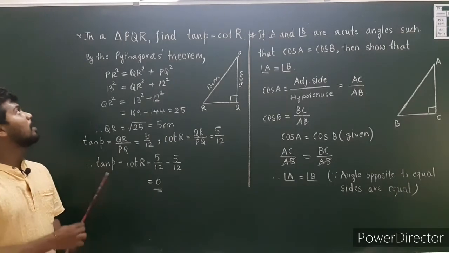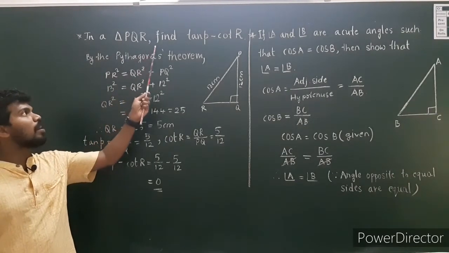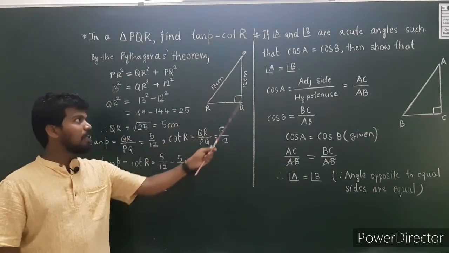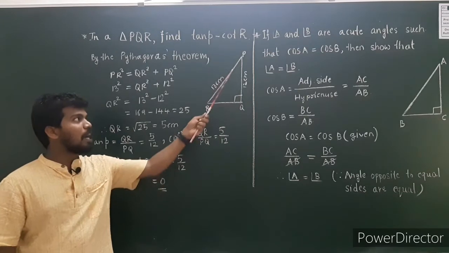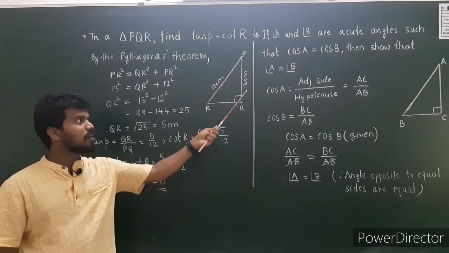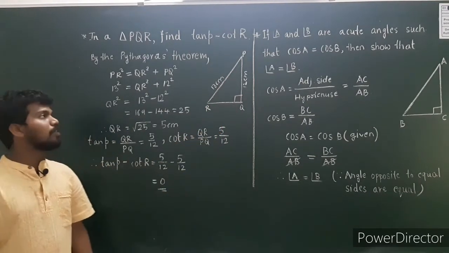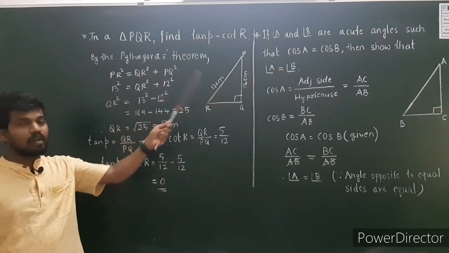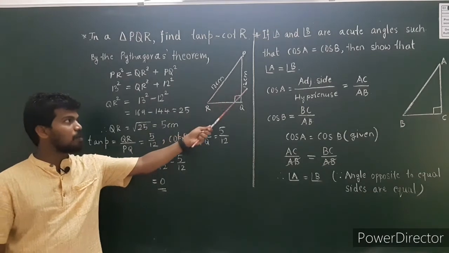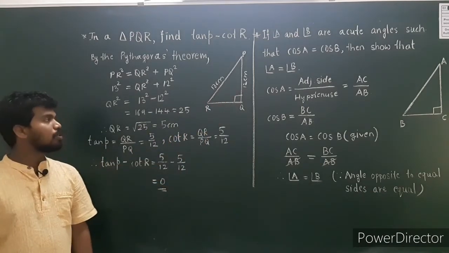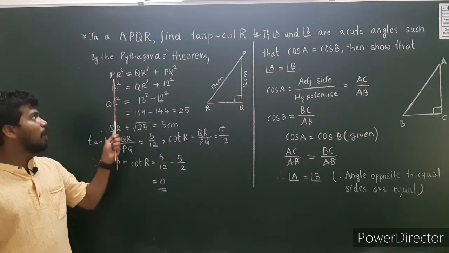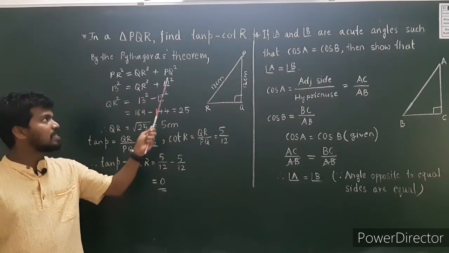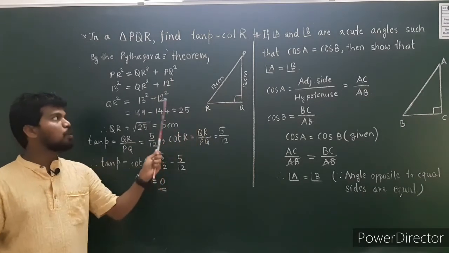In the first one, in a triangle PQR, find tan P minus cot R. They have given triangle PQR, the hypotenuse as 13 cm, and one side as 12 cm. So it is a right triangle. Apply Pythagoras theorem: hypotenuse square is equal to the sum of the other two sides square. That is 13 square for the hypotenuse. We have to find QR square. It remains as it is, and PQ they have given as 12 square.